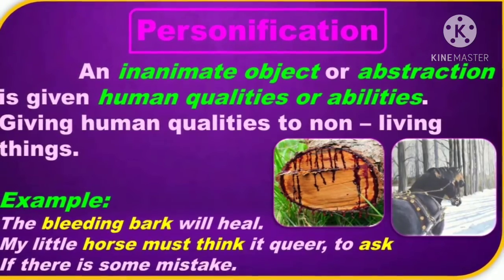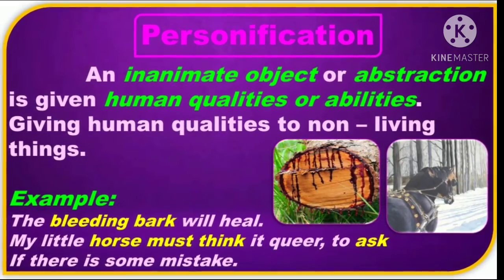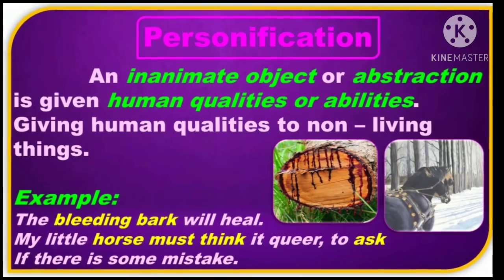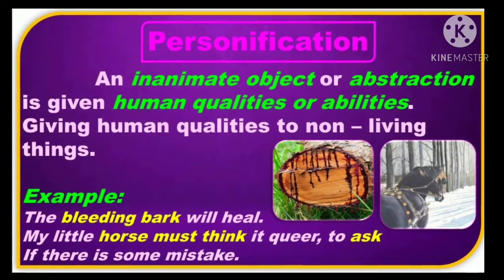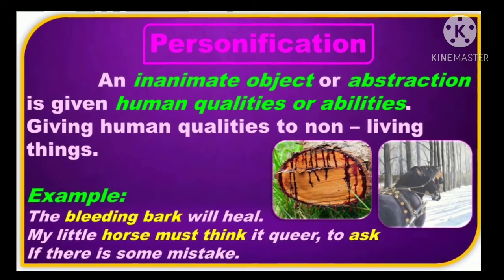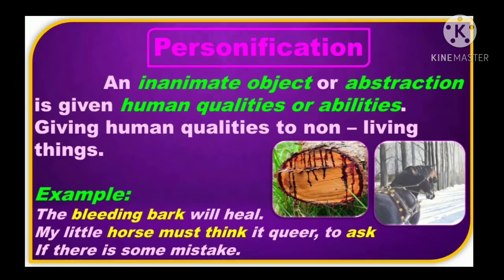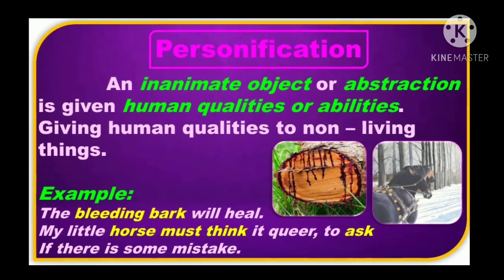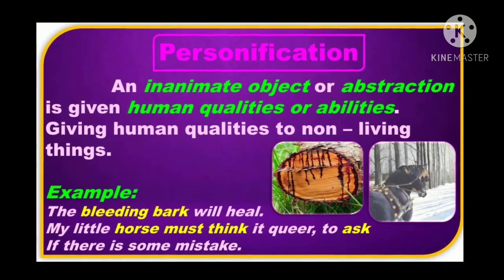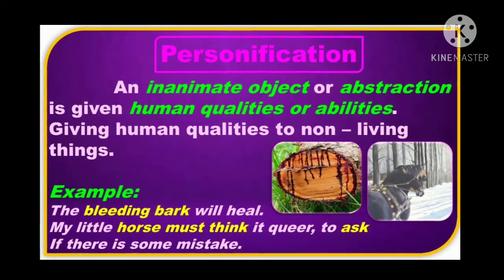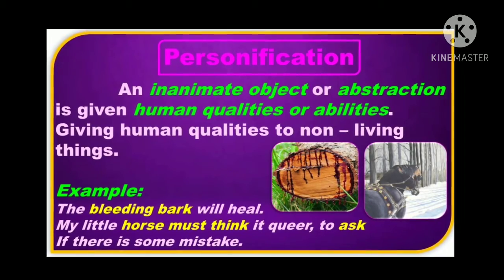And the next one is personification. This is an interesting one in the poem and in the poetic devices. Personification is when an inanimate object or abstraction is given human qualities or abilities. In a simple way, we can say that giving human qualities to non-living things is called personification. Got it? Look at the example.